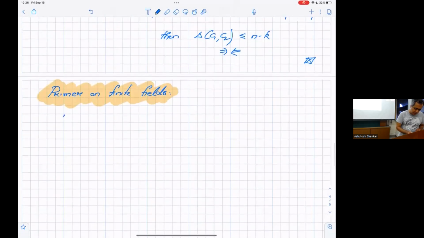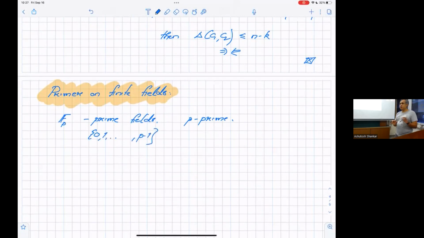So what are finite fields? Certainly there's F_p, which are the prime fields. Those are finite fields. So these are just of the form 0, 1, 2, 3 up to p minus 1. And this is just regular integer addition, but everything happening mod p. Integer addition, integer multiplication, and you know that this is a finite field.